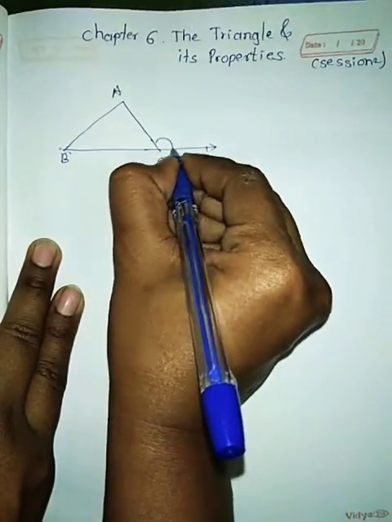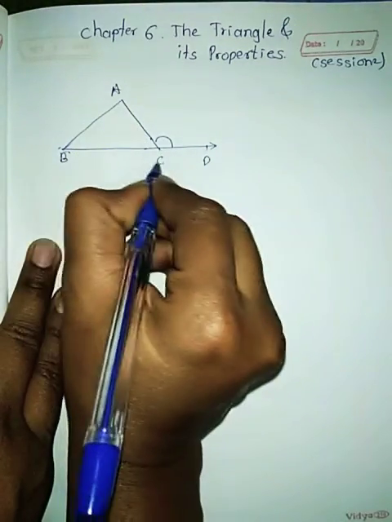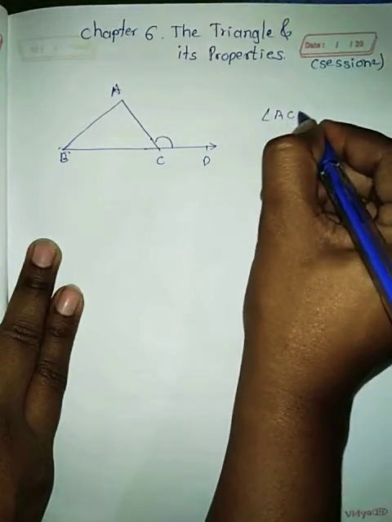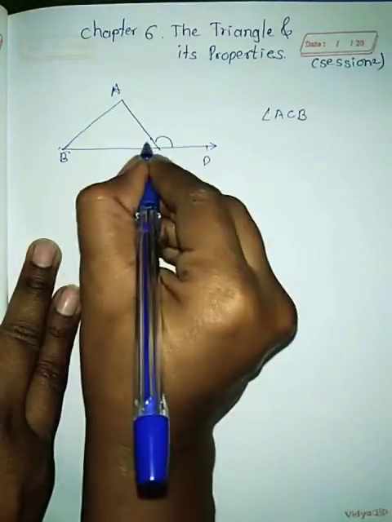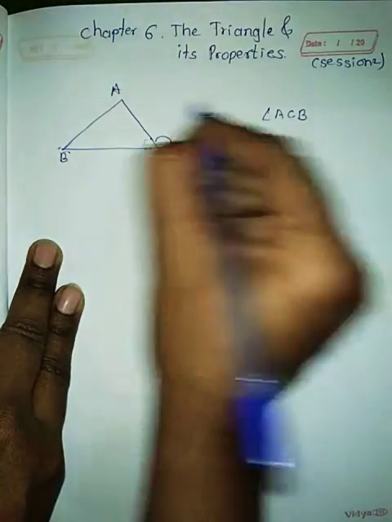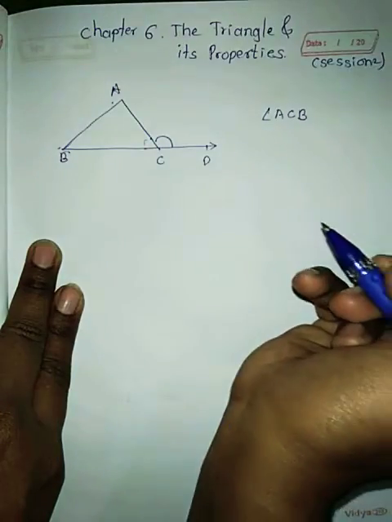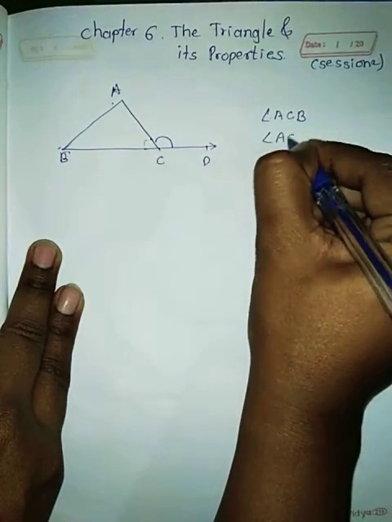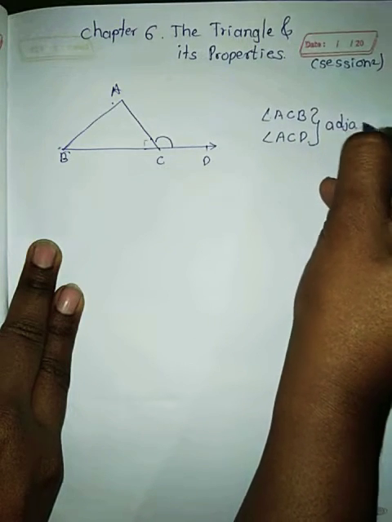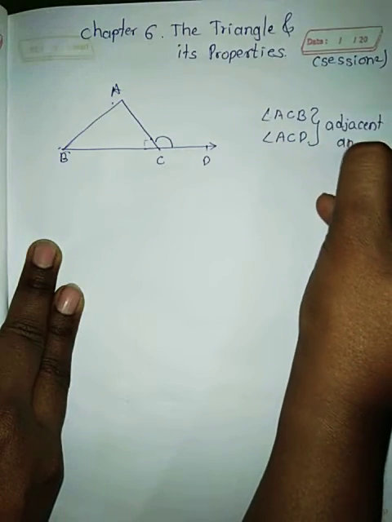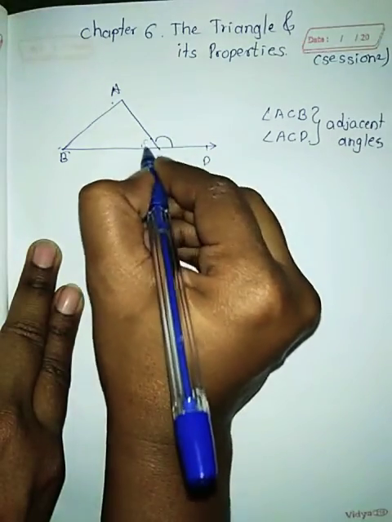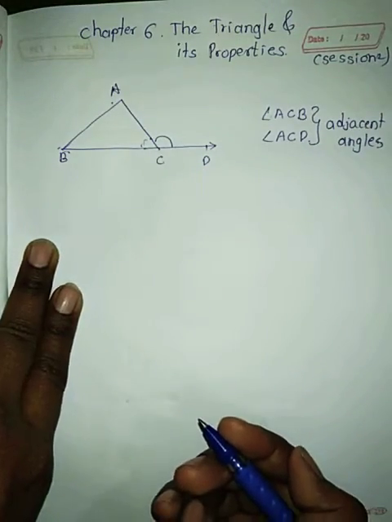Now see, angle ACB. This angle is adjacent to angle ACD. Angle ACD and angle ACB are adjacent angles, which means their total sum will be 180 degrees.